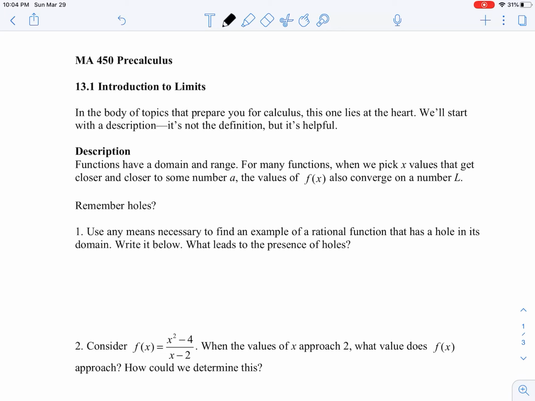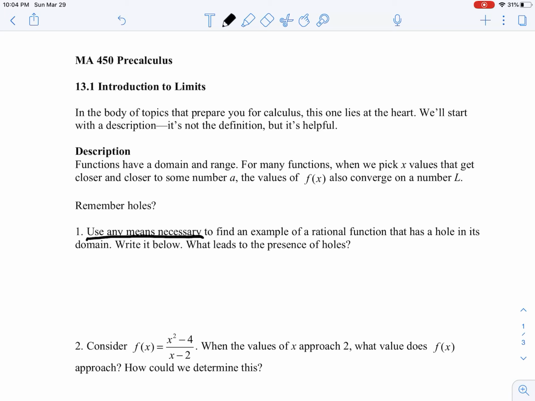Now, to discuss this, the best thing we can do is remember rational functions. Do you remember holes? Yeah. Okay, so use any means necessary to find an example of a rational function that has a hole in its domain. This might be a good time to use the internet, which you have access to at the moment.